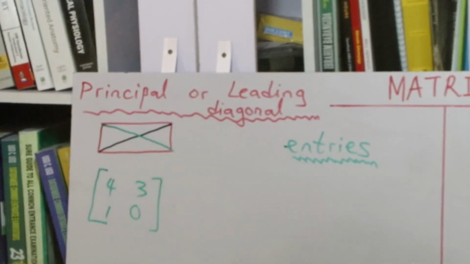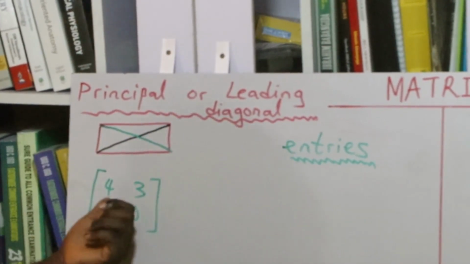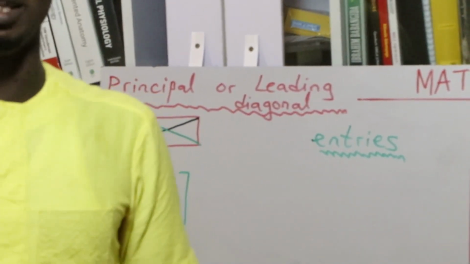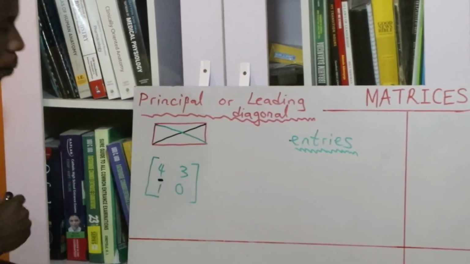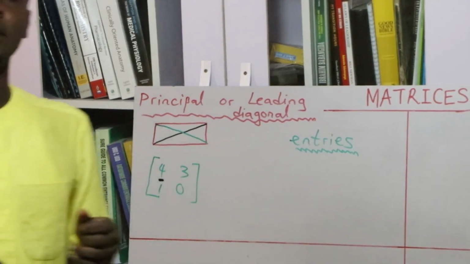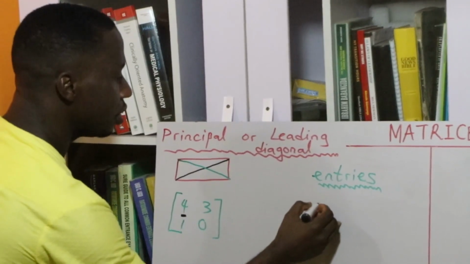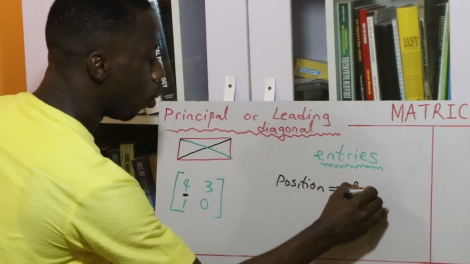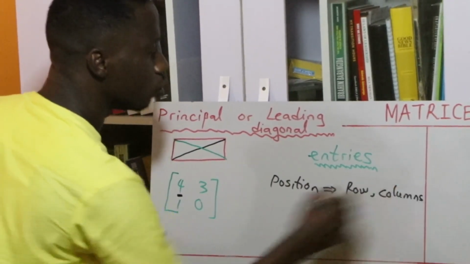Of course, the numbers represent something in real life. They represent information, numbers of cars, you know, data, and all of that. So the numbers in a matrix are called entries. You must be able to express the position of each entry in a matrix. Let me quickly tell you how to do that. What is the position of entry 4? Now, the position of an entry is expressed by its row and its column. So, the position of each entry is expressed by the row it belongs to, comma, the column it belongs to as well.